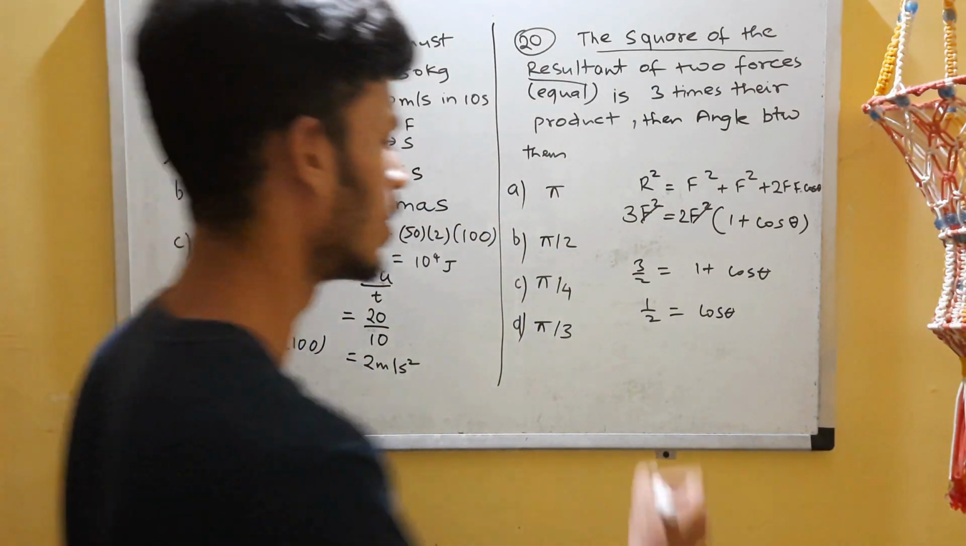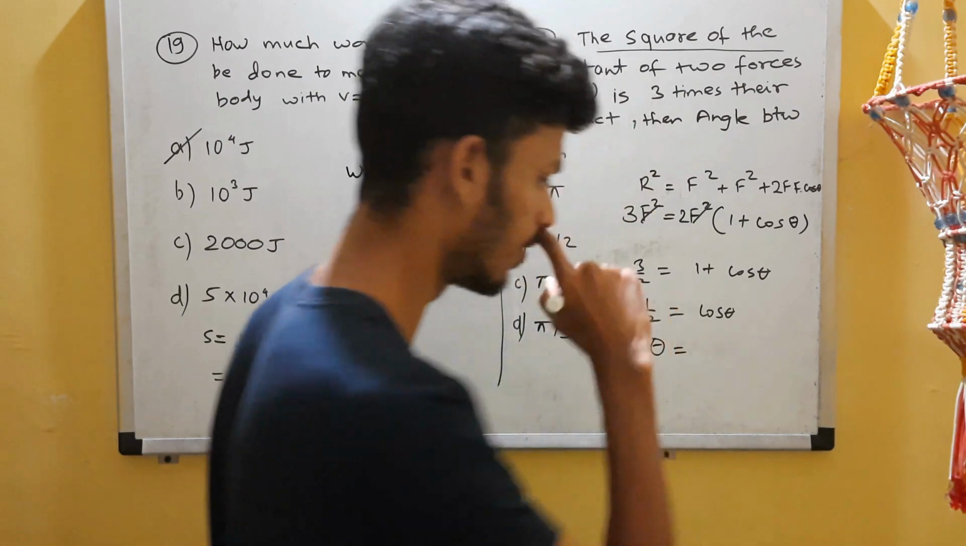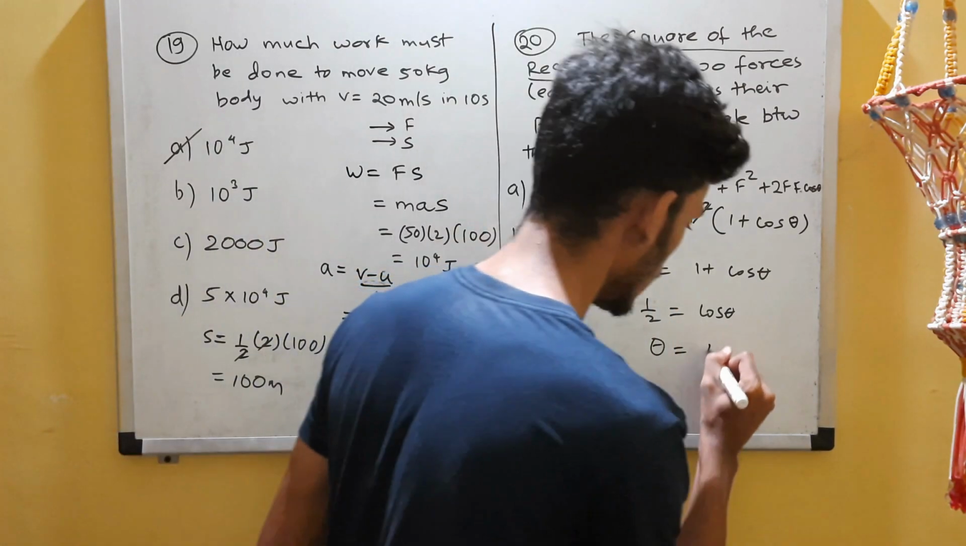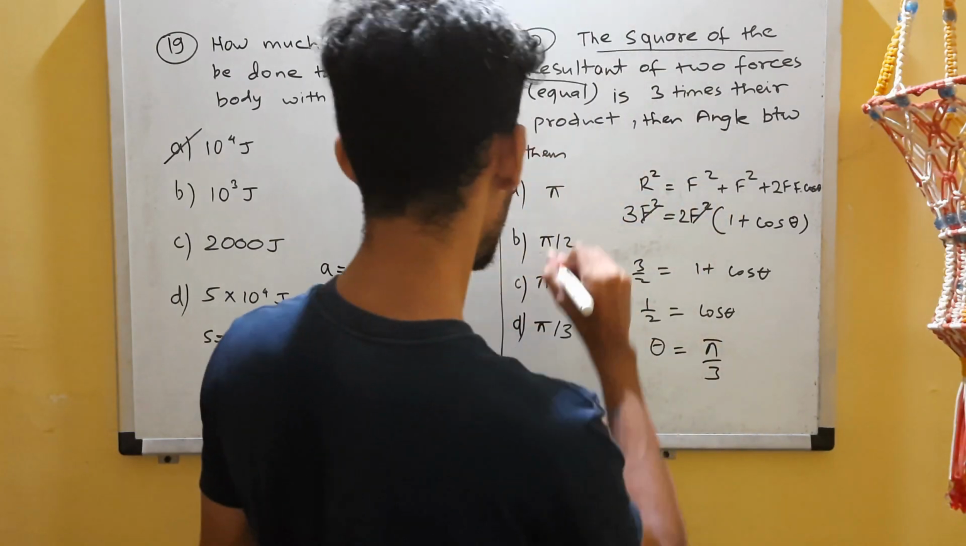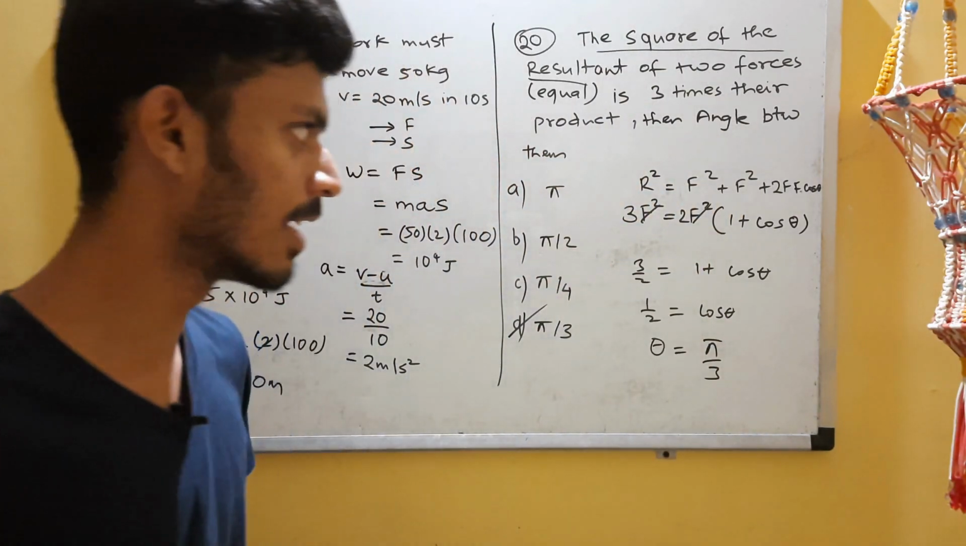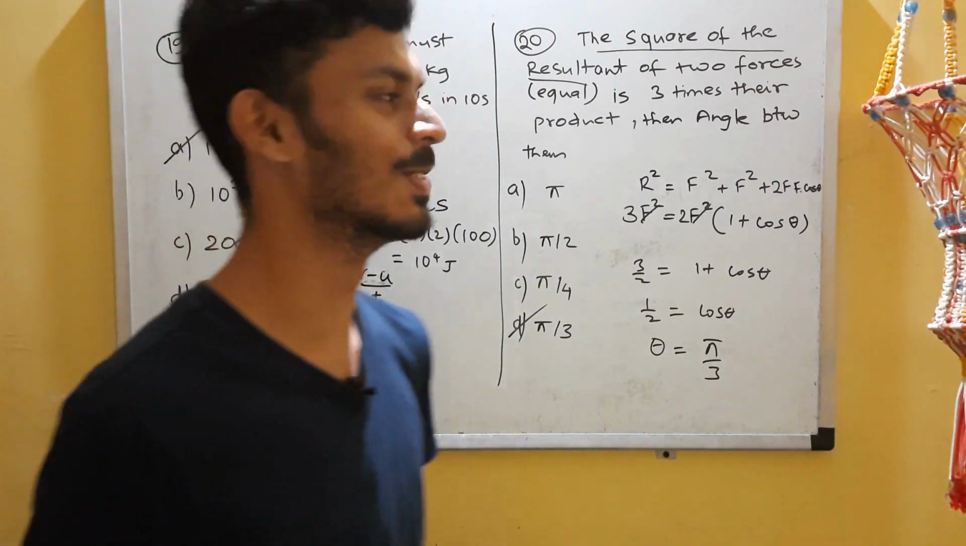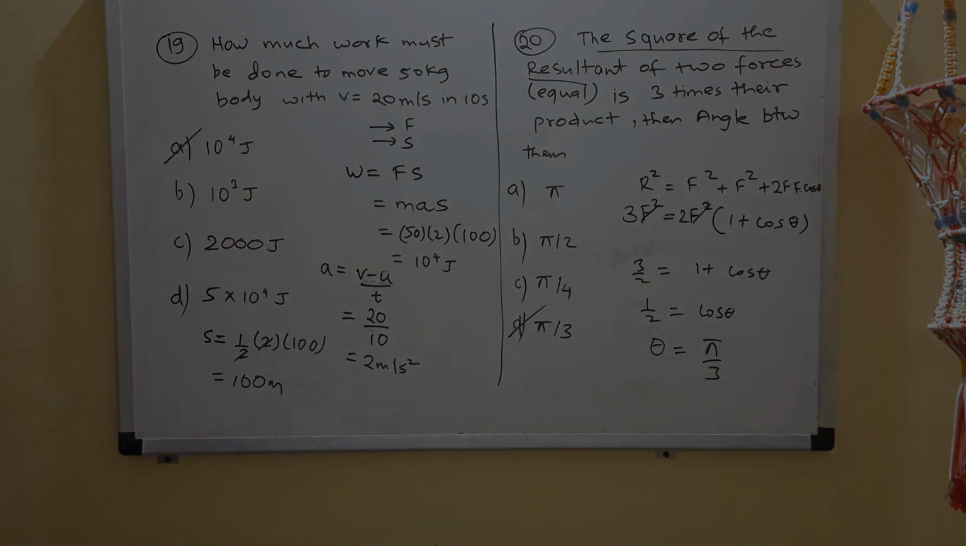You don't have to look for the general solution. Just think of an acute angle. Cos of what is half? Sin 30 is half, cos 60 is half. 60 is pi by 3. So option D, pi by 3, is the correct choice over here. That was pretty simple, I guess. Let's move to the next set of questions now.